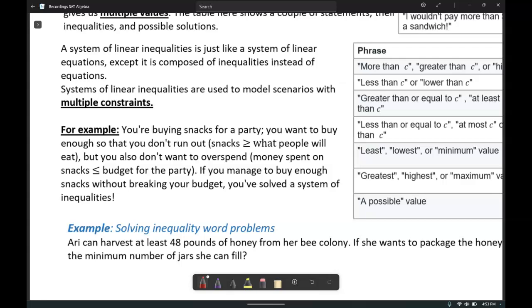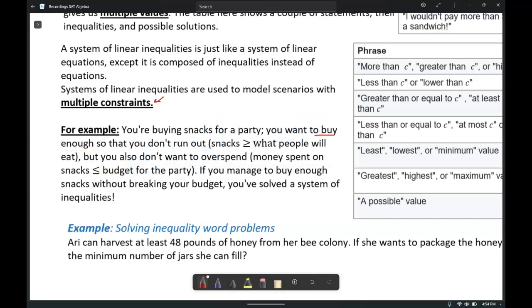Let's spend a little bit more time talking about systems of inequalities and the fact that we have multiple constraints. Okay, so say you're buying snacks for a party. Well, you're going to have two constraints. You're going to want to make sure that you buy enough food so that you don't run out, but you also want to make sure that you don't spend too much money on lobster and caviar. So you have these two constraints. You need to make sure you have more snacks than what people will eat, but you want to make sure that you don't spend more money than what you have budgeted for the party.